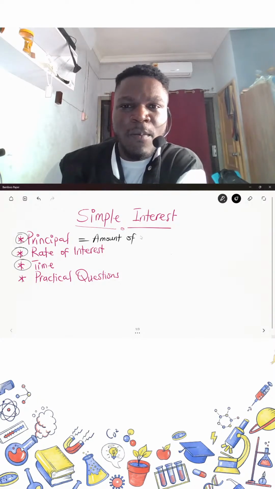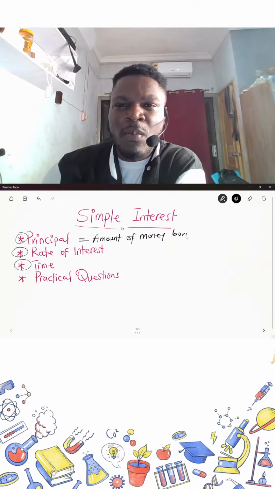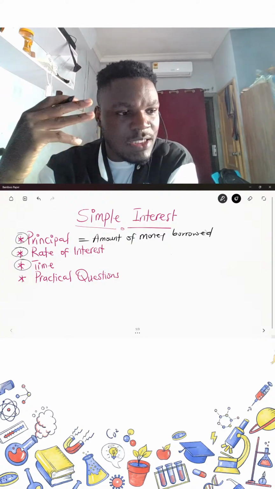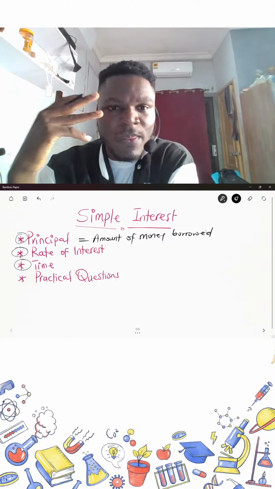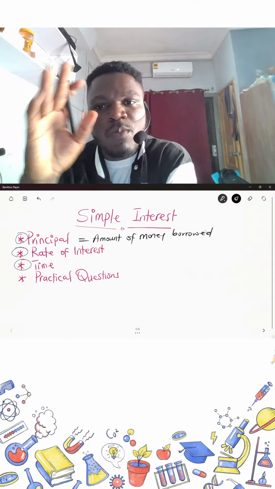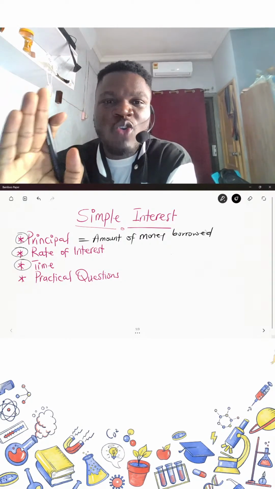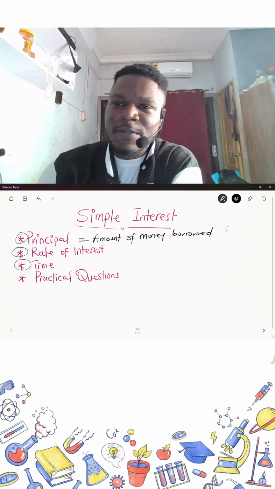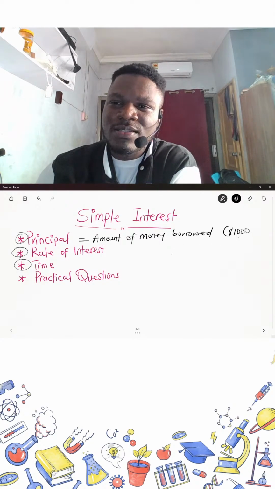Amount of money borrowed. So this is the amount of money that you borrowed from the organization or the bank. So the amount of money you borrowed becomes your principal. Now, when you borrow from the company, like I said, you are not going to pay the exact amount of money. So for instance, say you borrow, let's say $1,000.